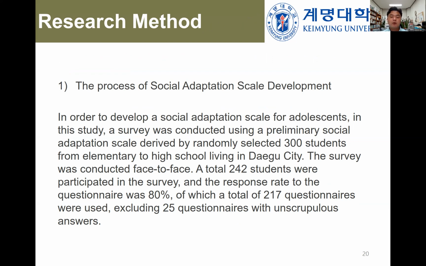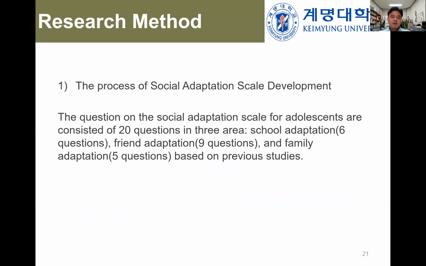A total of 242 students participated in the survey, and the response rate to the questionnaire was 80%, of which a total of 215 questionnaires were used, excluding 25 questionnaires with unscrupulous answers. The social adaptation scale for adolescents consisted of 20 questions in 3 areas: school adaptation, friend adaptation, and family adaptation, based on previous studies.